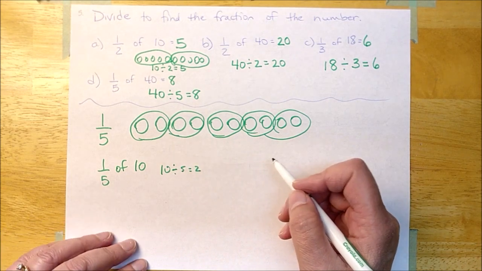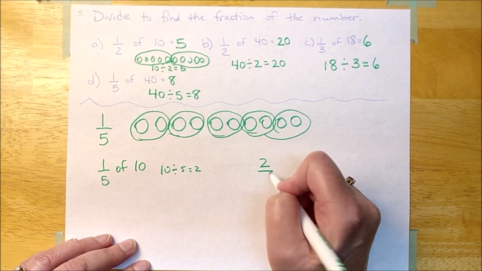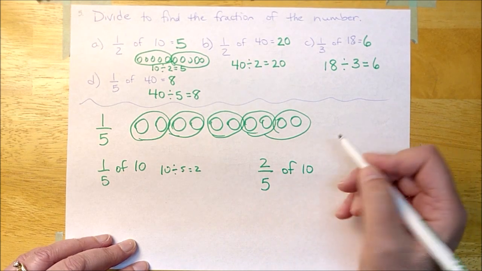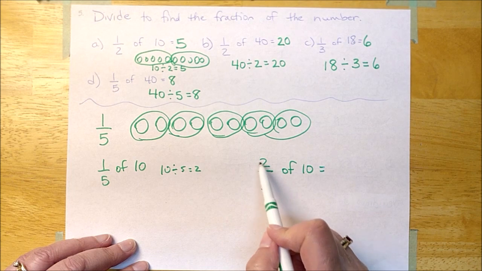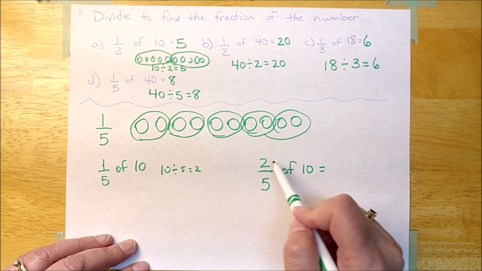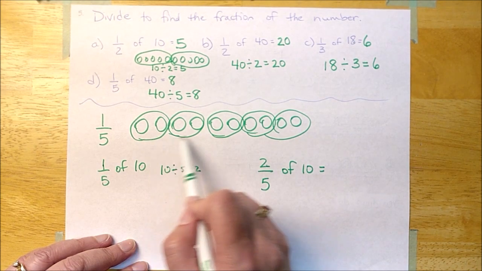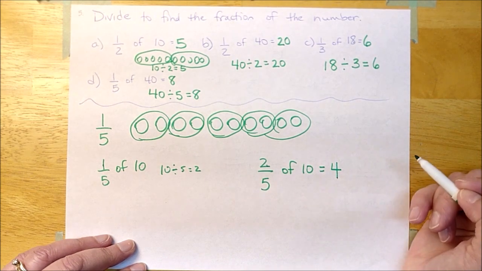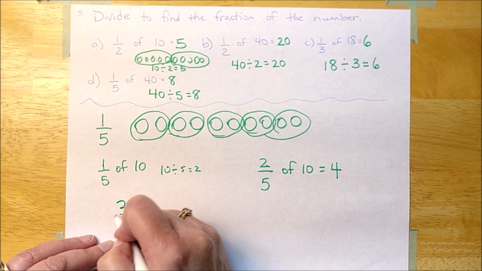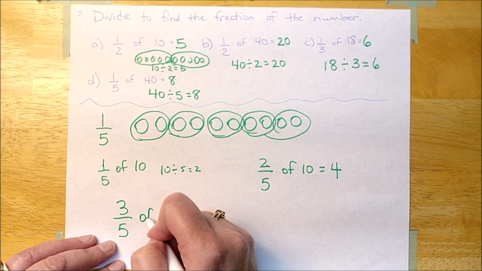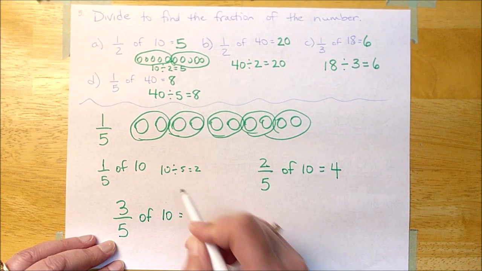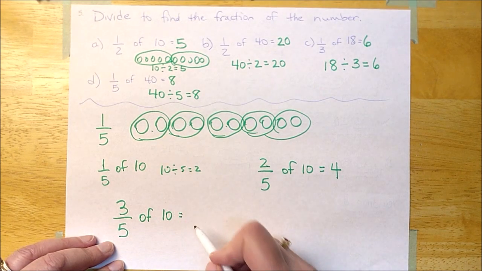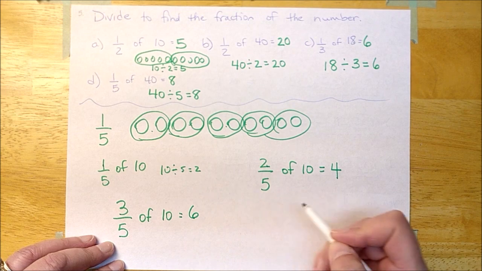So what do you think if I wanted to have 2/5 of those 10 apples? So I'm now going to get not 1 group of them, I'm going to get 2 of them. So if I get 2 groups of apples, I am going to have 4. If I wanted 3/5 of those 10 apples, now I'm going to get 1, 2, 3 groups of them, and that would be 6.